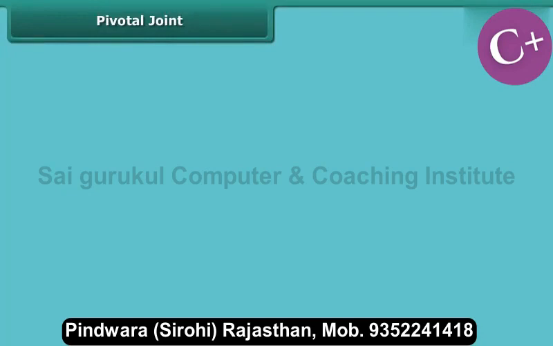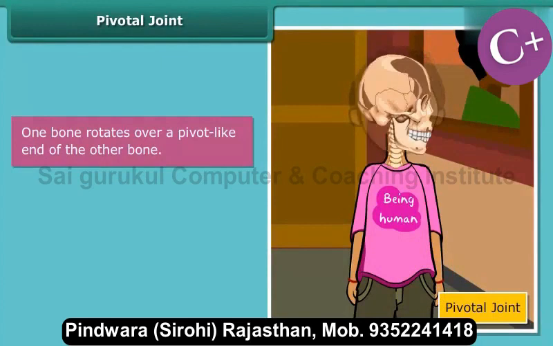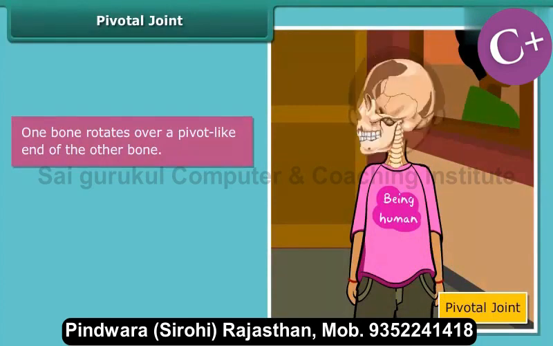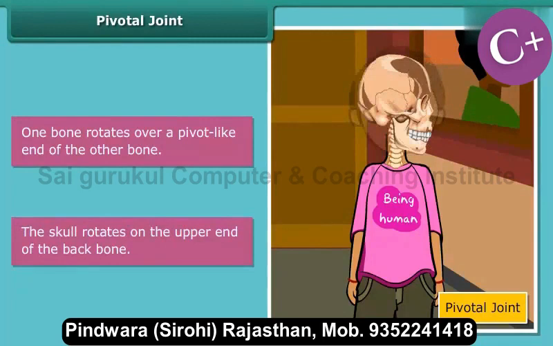Pivotal joint. In this type of joint, one bone rotates over a pivot-like end of the other bone. It's like the skull rotates on the upper end of the backbone.